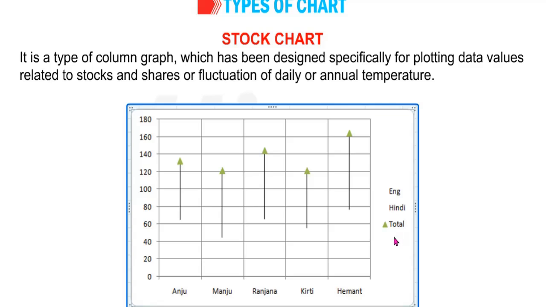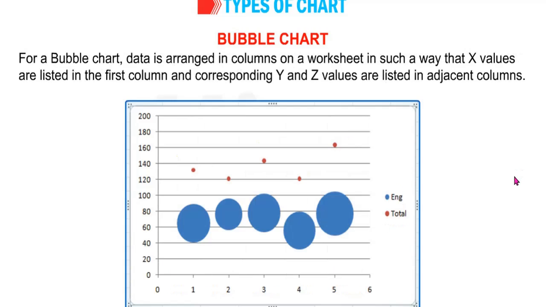So here for students, Anju, the lowest is here and highest here, and for Manju from here to here. So here you can understand the lowest and highest for each student. You can compare easily. Bubble charts, like a bubble.